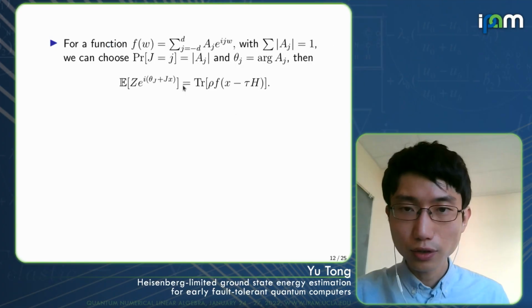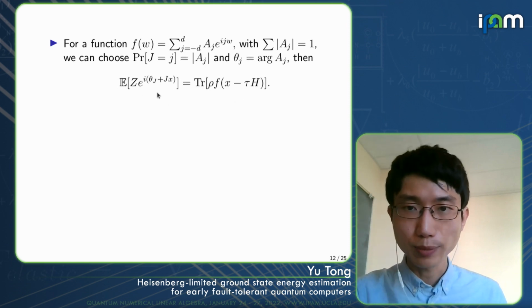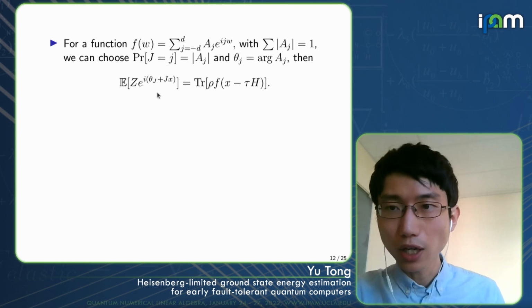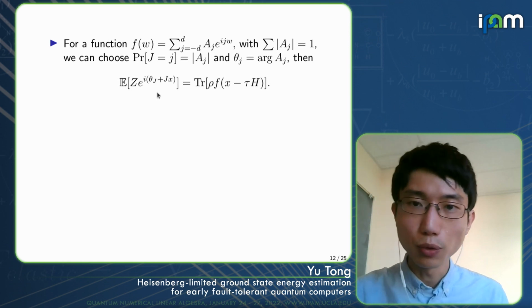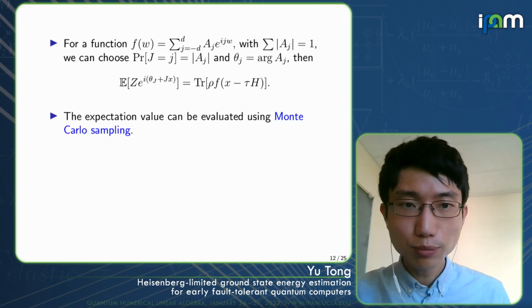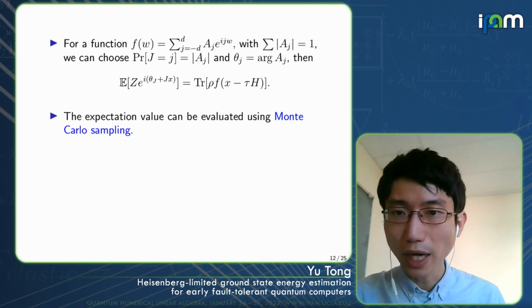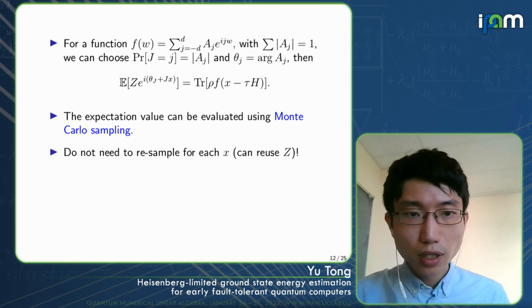So here we have a kind of compact expression for this expectation value, but it might not be clear to all of you what this means. So this I will explain later. But at this moment, let me just emphasize this expectation value can be evaluated using Monte-Carlo sampling.